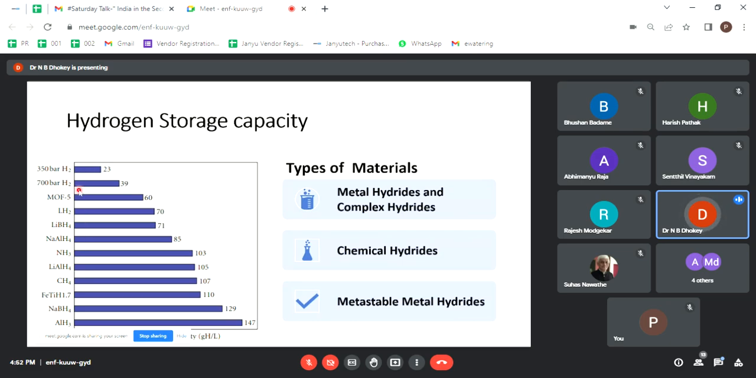And this histogram provides the hydrogen storage capacity. If you look at this chart, in a 350 bar hydrogen cylinder we can store 23 kg of hydrogen. This is liquid hydrogen here, where we can store 70 kg. Then there are other alloys like sodium aluminum hydride, and nitrogen. This is ammonia, which is very commonly used in many material processing industries like powder metallurgy. You can crack this ammonia, as is done for heat treatment also, and separate out the nitrogen, which leaves the system.